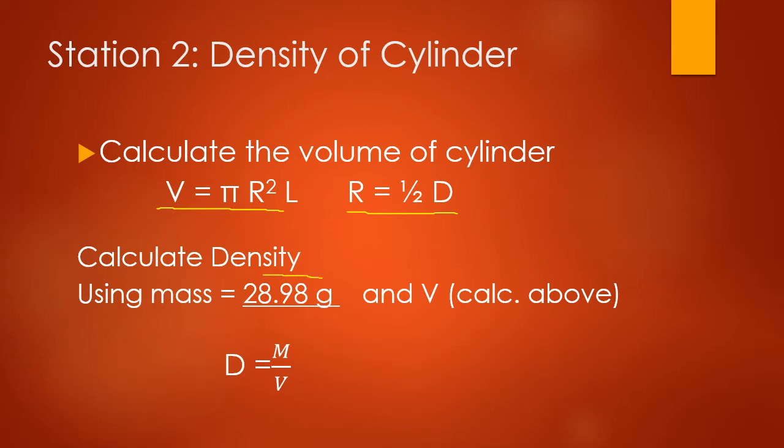The mass of the cylinder is given to you, 28.98 grams. So that will go in your first empty slot for mass. You're going to calculate the volume using the photos that are coming up next, so that you can then plug those numbers in to calculate for the density. So let's look at the measurements of the cylinder so that we can go ahead and calculate that volume.